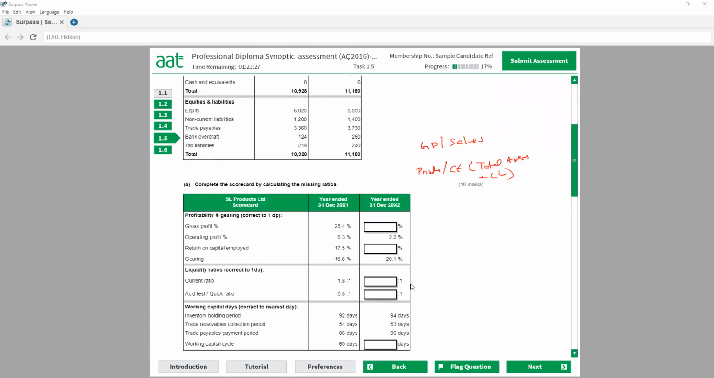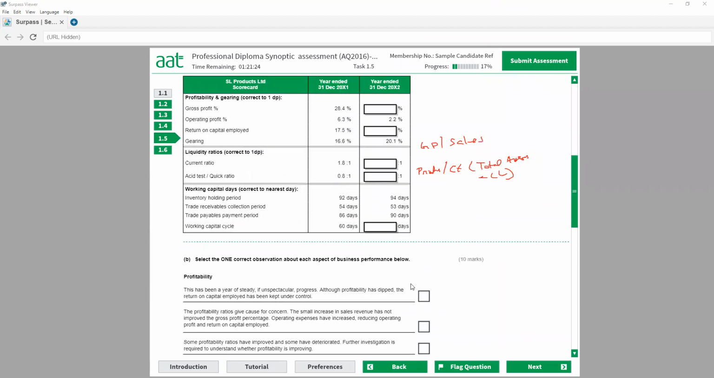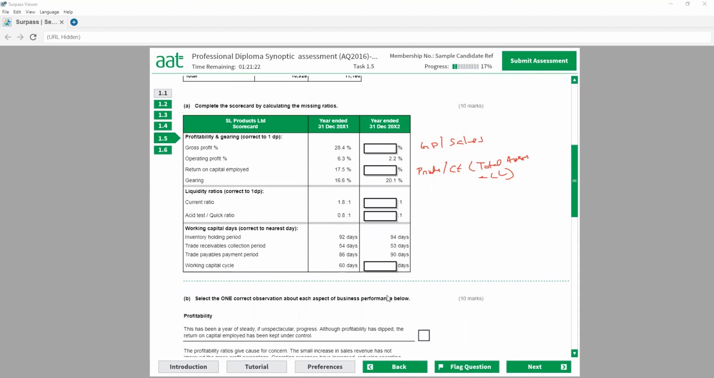So the next point after the return on capital employed is gearing, but they didn't ask anything for the gearing. Then we have the current ratio. The formula is current asset divided by current liability. Then we have the acid test, or the quick ratio, which is exactly like the current ratio, but this time the inventory will not be included. So current asset, no inventory, divided by current liabilities.